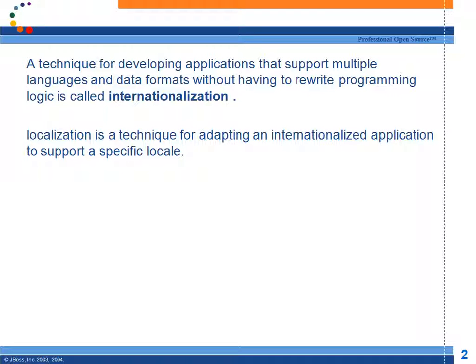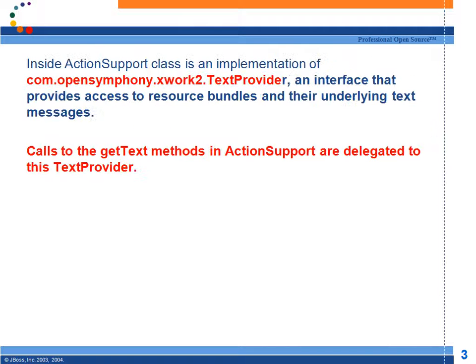Now I want to support internationalization. So what I should do is, see here, I need not do anything. ActionSupport class is an implementation of an interface called TextProvider, an interface that provides access to resource bundles and their underlying text messages. ActionSupport is already extending this TextProvider. Calls to getText methods in ActionSupport are delegated to this TextProvider.